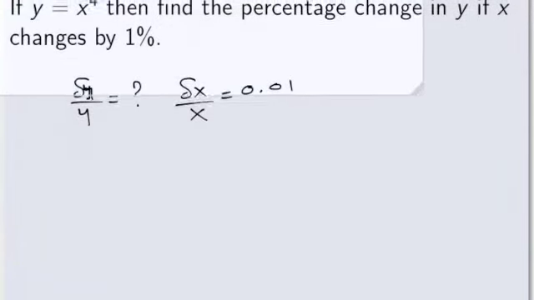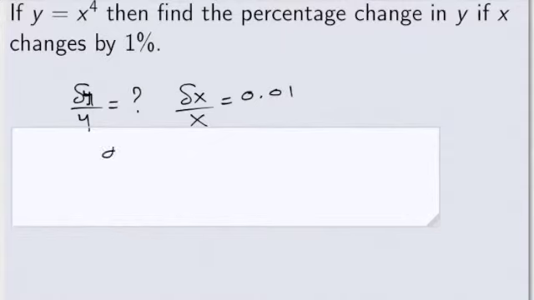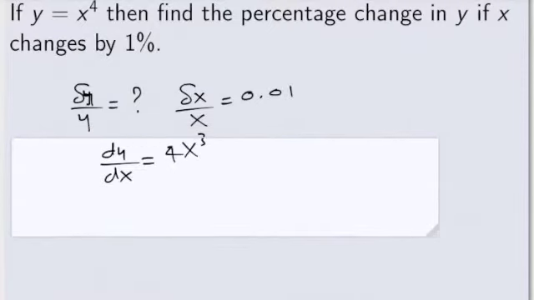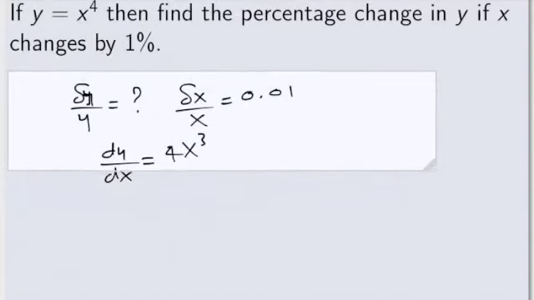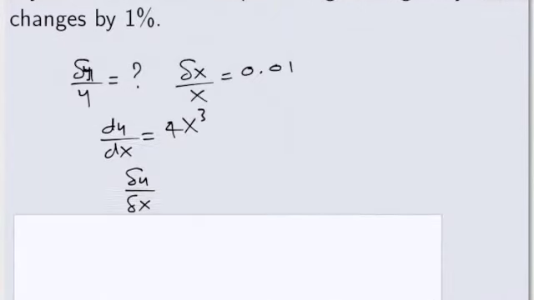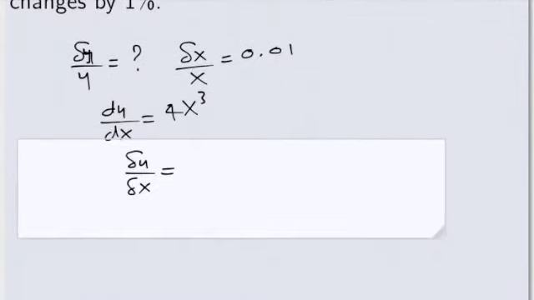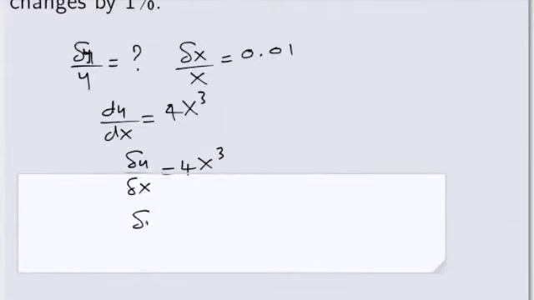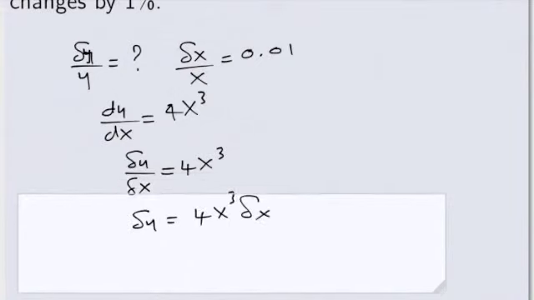So we start with differentiating y. dy dx is equal to 4x cubed. So we know that dy dx is equal to delta y on delta x. So we could write delta y on delta x is 4x cubed. From that, we could write delta y equal to 4x cubed times delta x.